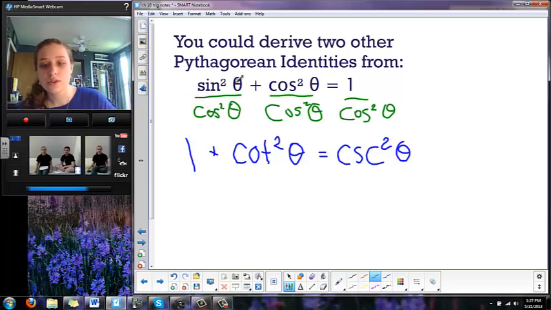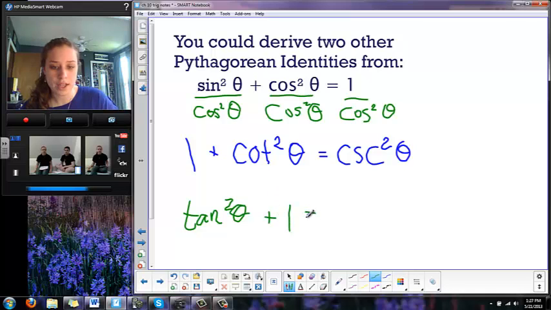Sine squared theta divided by cosine squared theta is a quotient identity, and that is tangent squared theta. I'd be writing this down if I were you. Plus cosine squared theta divided by cosine squared theta is just a 1. And then the last part, 1 over cosine, the reciprocal identity that goes with cosine, is secant squared theta.